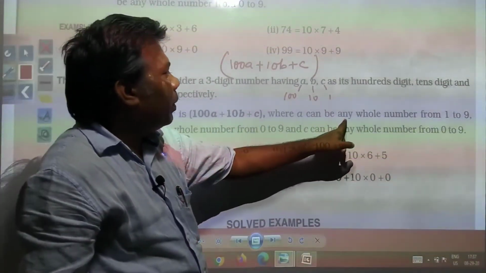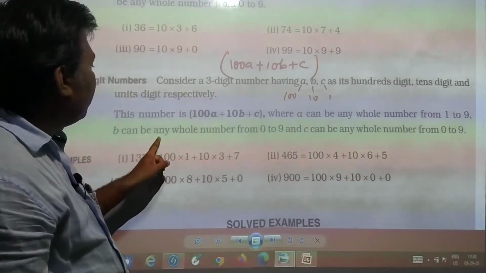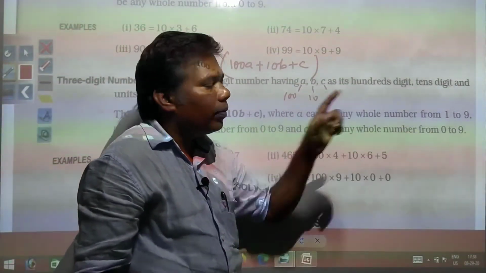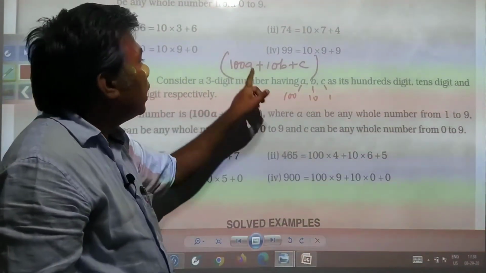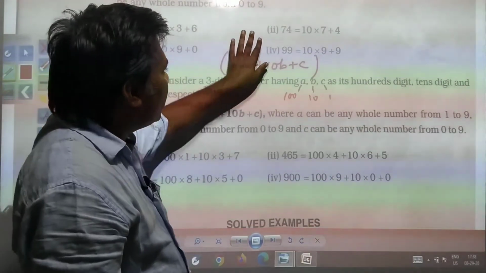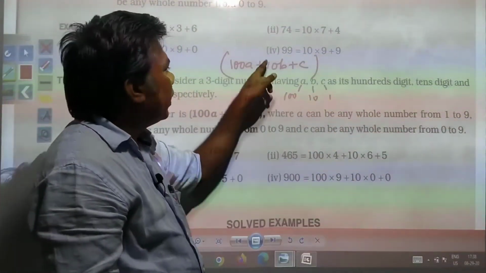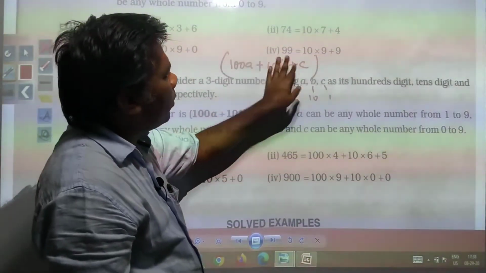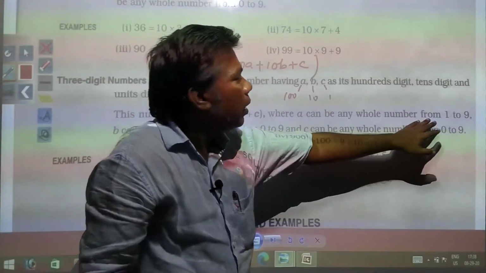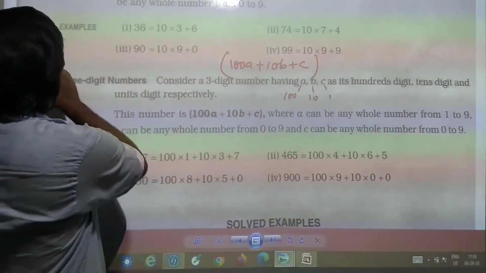where A can be any whole number from 1 to 9, B can be any whole number from 0 to 9 and C can be any whole number from 0 to 9. See here, A cannot be 0, otherwise this value will become 0 and it will become a 2-digit number. That's why A must be from 1 to 9. Now some examples have been given, you see.